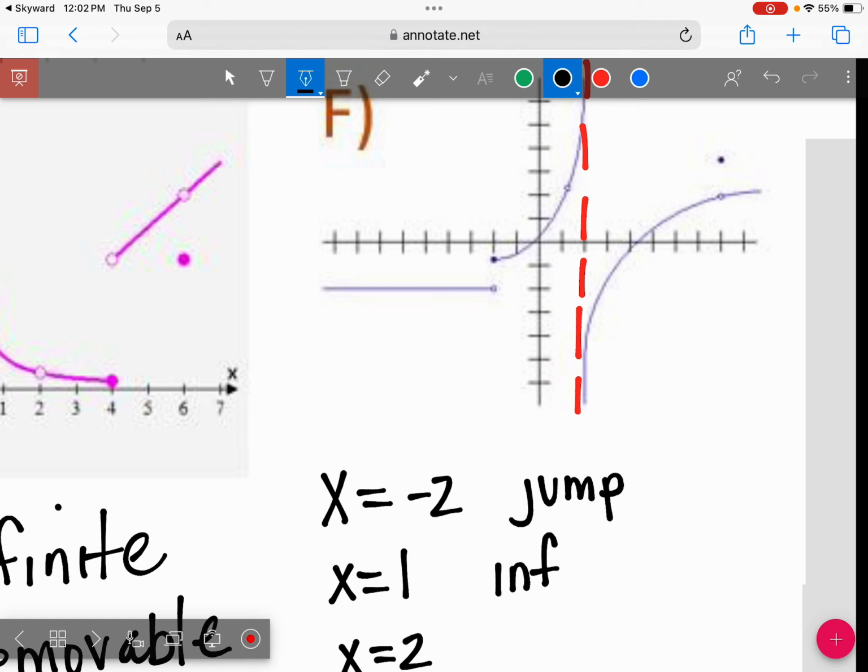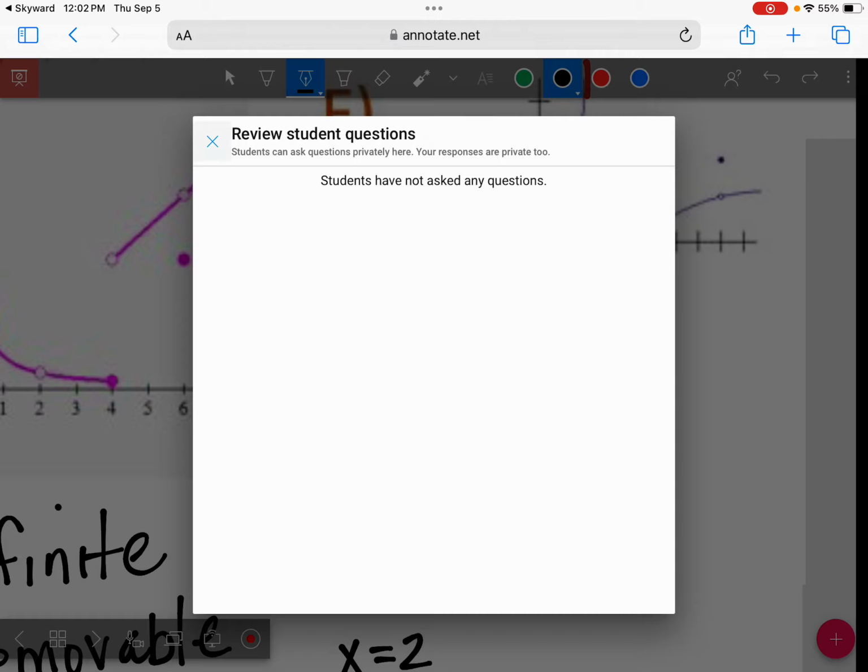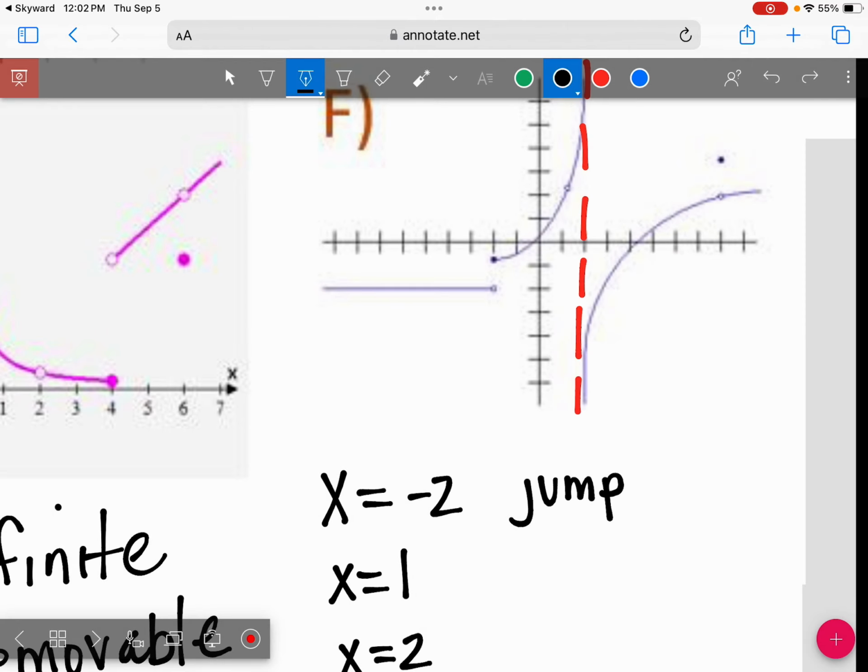Oh, I skipped one. Sorry. Let's go back to 1. Before we even get to the wall, we have something else happening right here. There's a little hole happening at 1. Before I even get to the wall, I have a hole at 1. So we have a removable. And then at 2, we have our infinite.